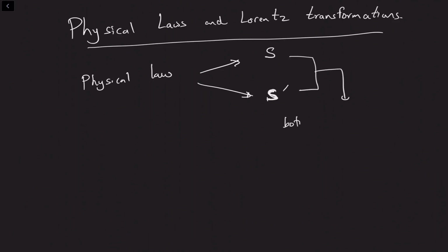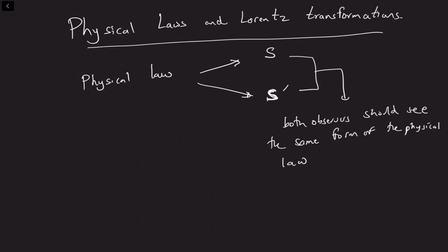So both observers should see the same form of the physical law, where S and S prime are two inertial observers. If they do not see the same form of the physical law, then one observer would have a way to tell that they are different from another observer. So there would be a way to identify different states of relative motion.